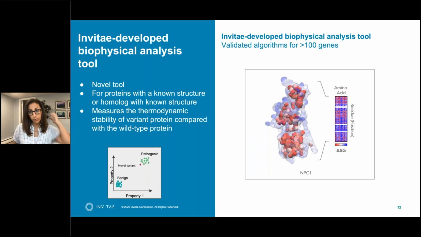Now, using the same approach to creating and refining gene-specific tools, I wanted to discuss an additional in silico tool that we created that assesses biophysical properties. So this is a novel tool that can be used for genes with known protein structures or genes with homologs that have known protein structures. And we measure the stability of the wild-type protein compared to the pathogenic variants that are known to result in misfolding. So currently we've developed these biophysical tools for over 100 genes.